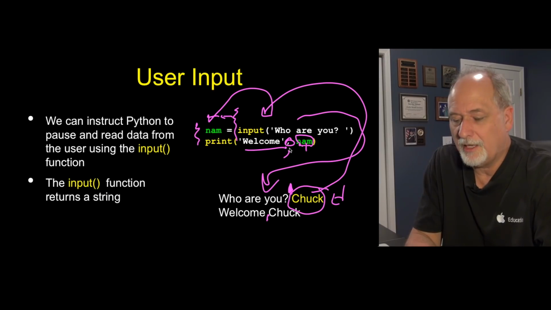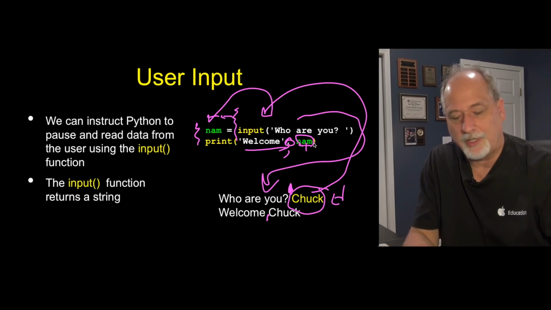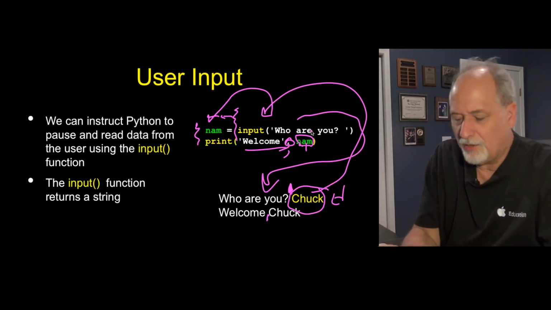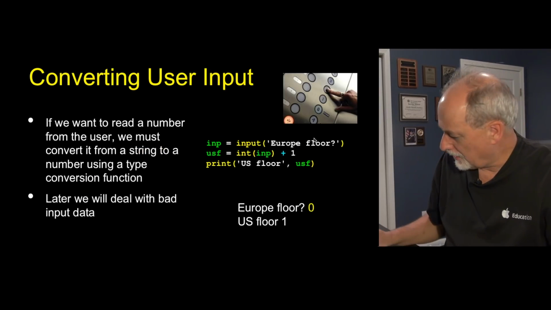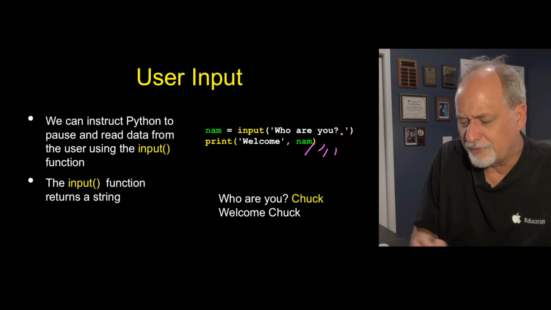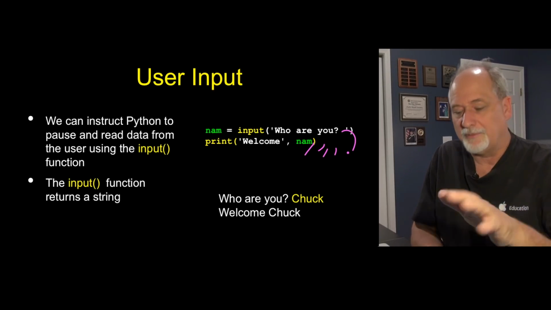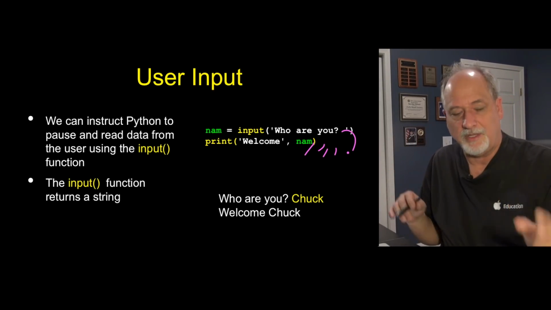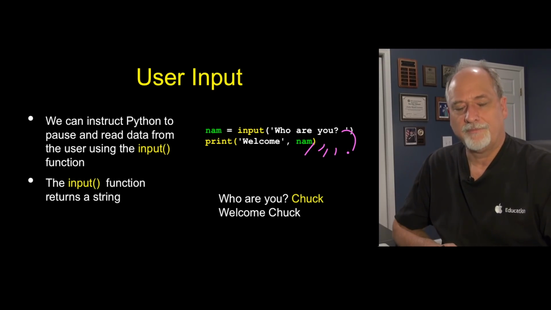Print can take more than one thing separated by commas. As a matter of fact, print can have a whole bunch. Print can have comma, comma, comma, parentheses, as many as you like. Everything you've seen up to now is kind of one thing in the print, but that doesn't mean that print only can do one thing.